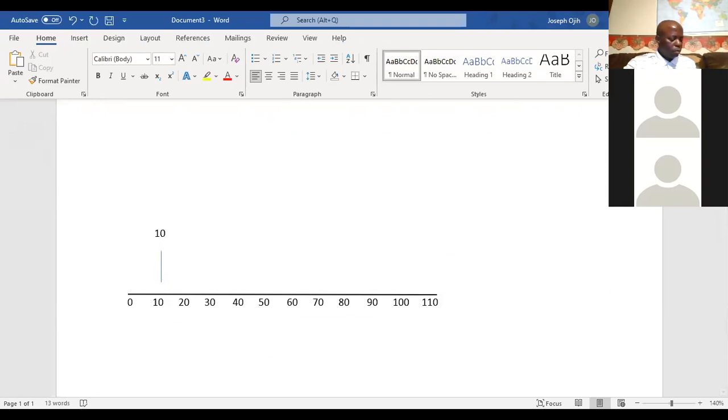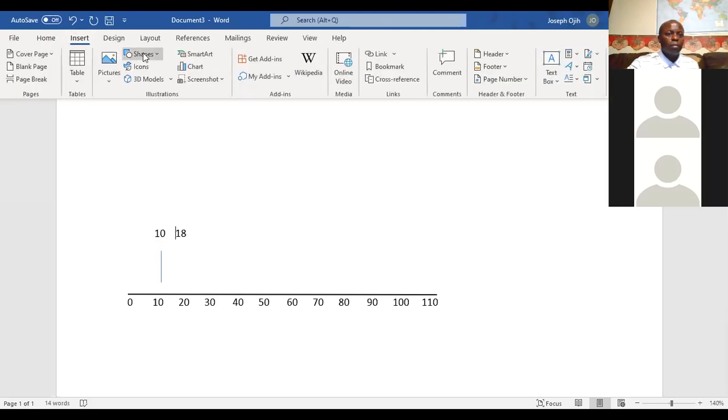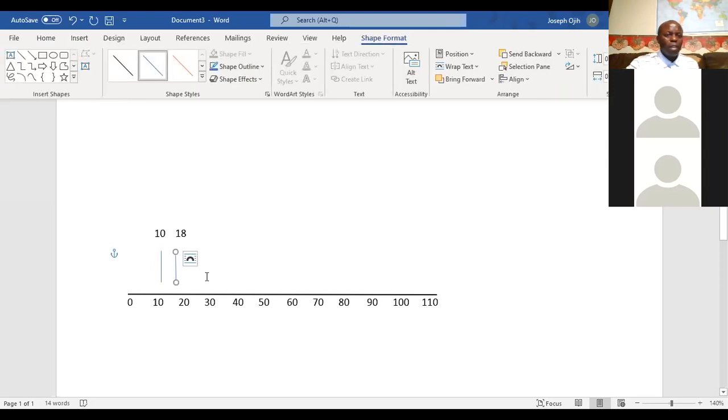Q2 is 18. 18 is going to be somewhere right here, so I can just put it right there. 18. I'm going to draw the line from here. I think I can use a box and then turn it. I don't know. We'll see.